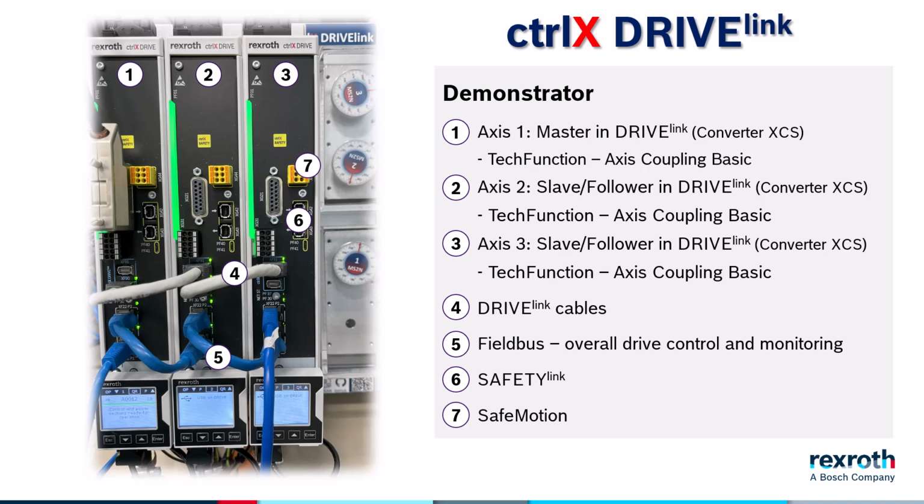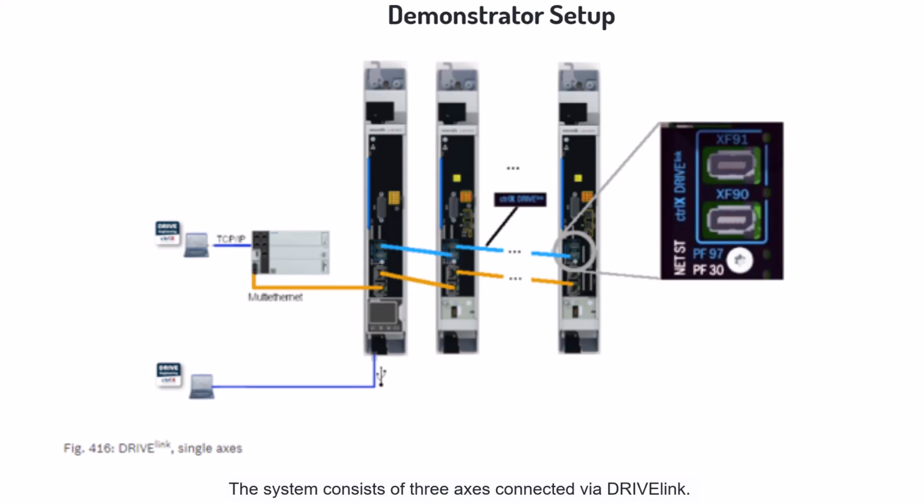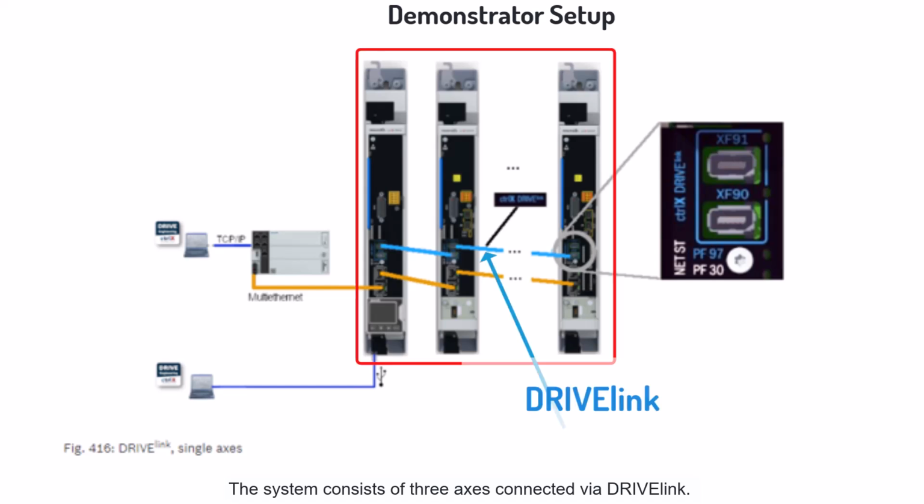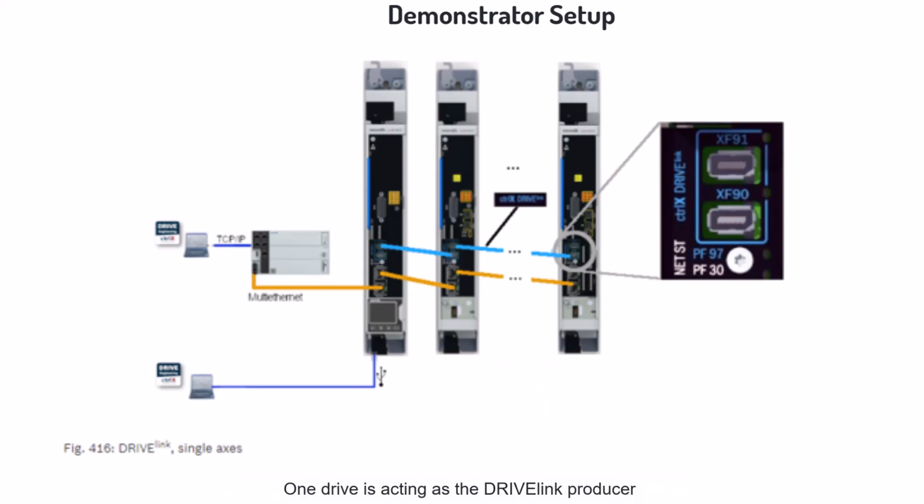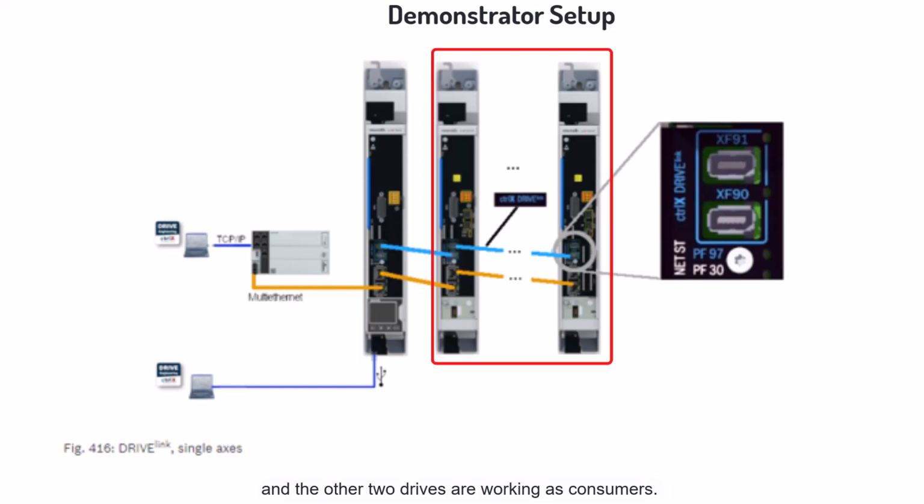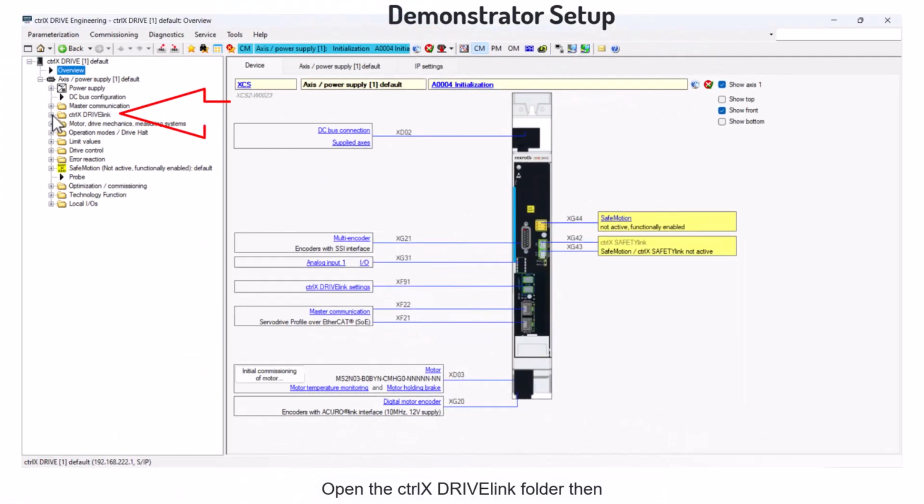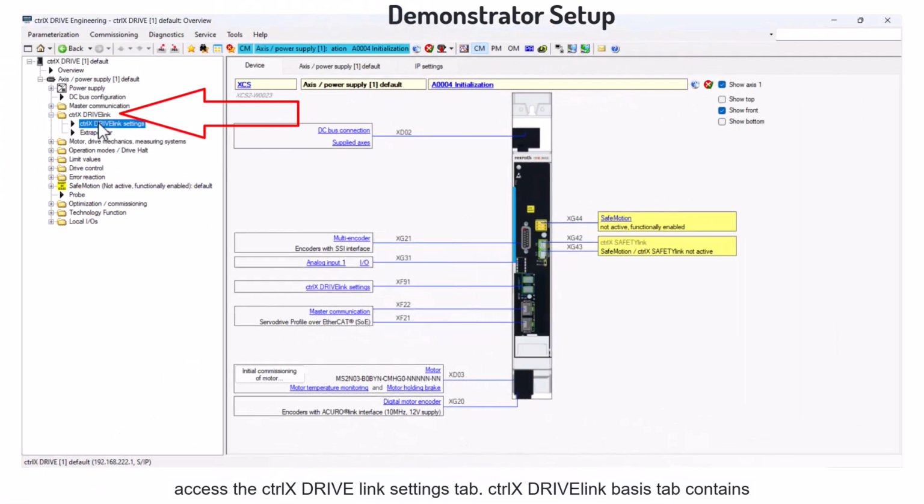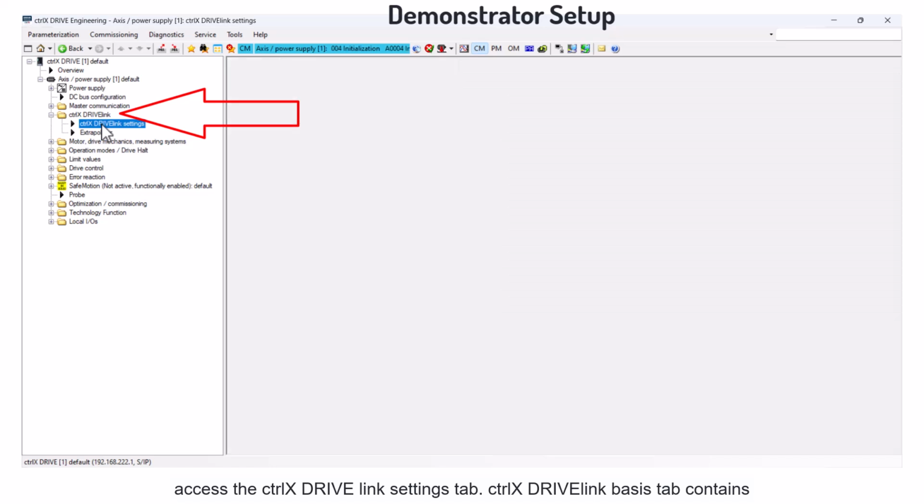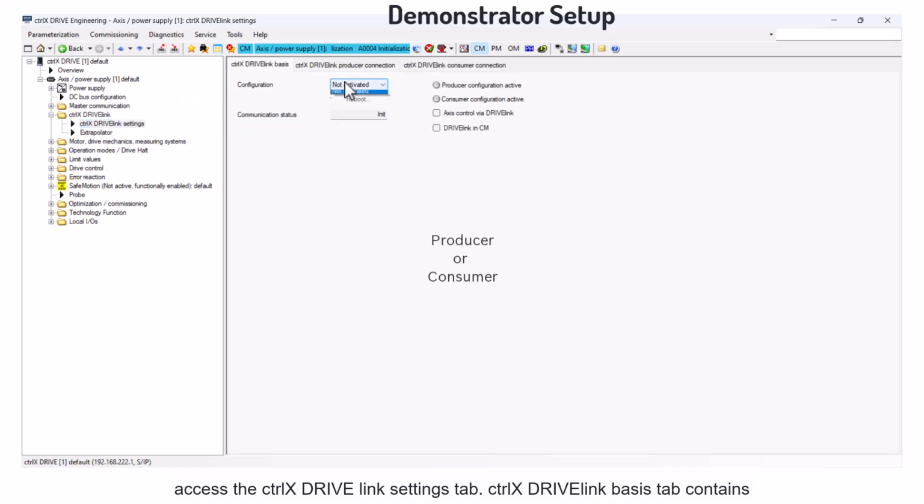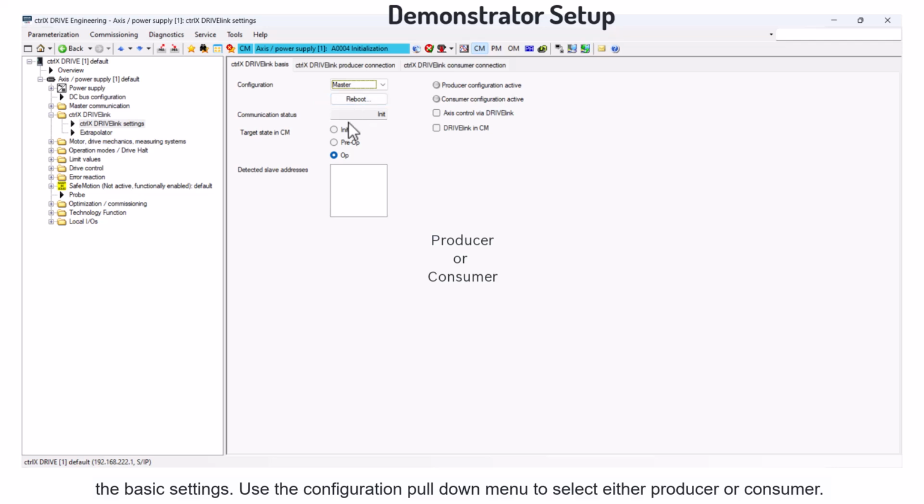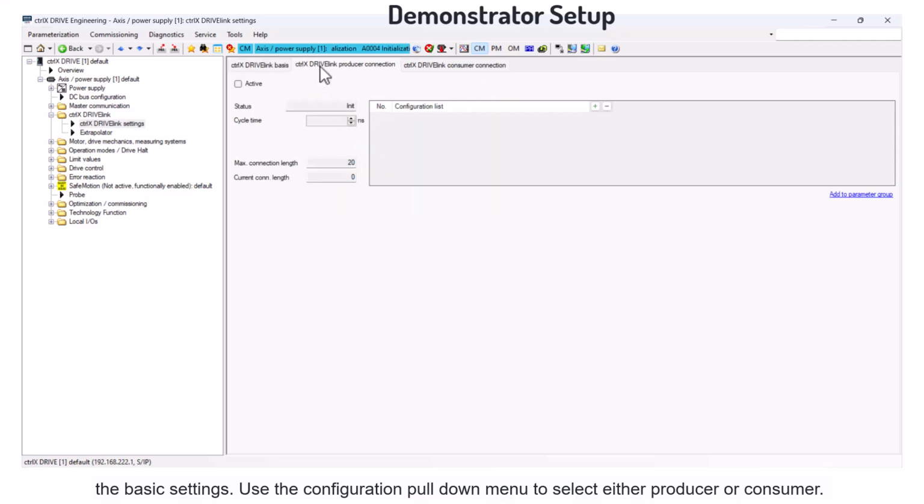This 3-axis demonstrator is used for this video. The system for this video consists of 3 axes connected via DRIVElink. One drive is acting as the DRIVElink producer and the other 2 drives are working as consumers. Open the ctrlX DRIVElink folder, then access the ctrlX DRIVElink Settings tab. ctrlX DRIVElink Basis tab contains the basic settings. Use the configuration pull-down menu to select either producer or consumer.